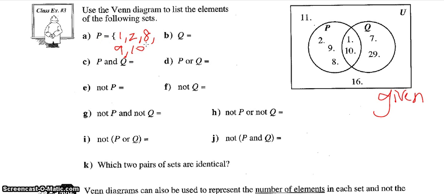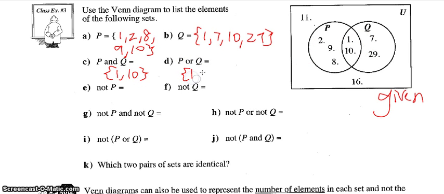Now when you see that curly bracket, it's kind of inviting you to fill in the list. Q is {1, 7, 10, 29}. Those are the elements. They want a list of elements. P and Q: what numbers are in both P and Q? Only 1 and 10. So again, you put a curly bracket there because your answer will be a set of numbers.